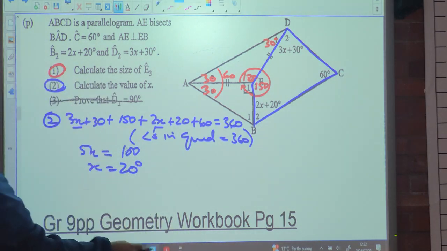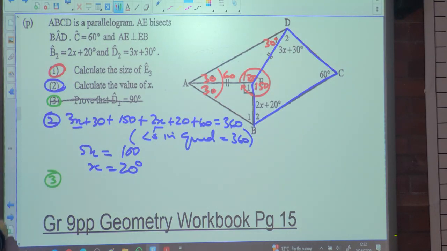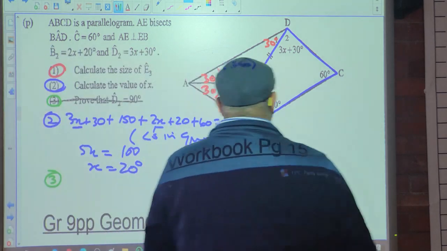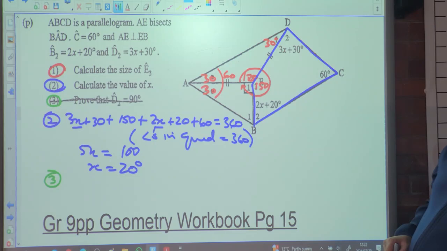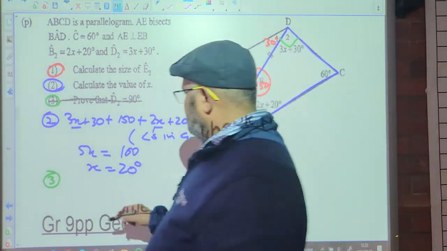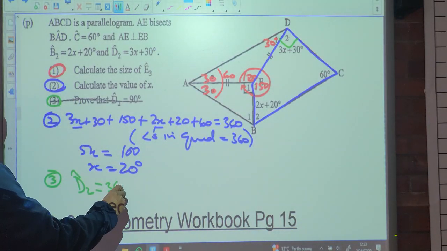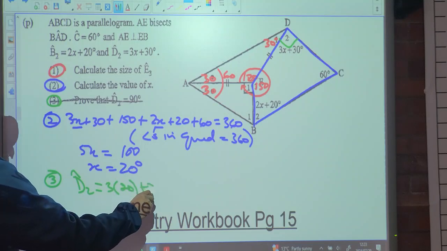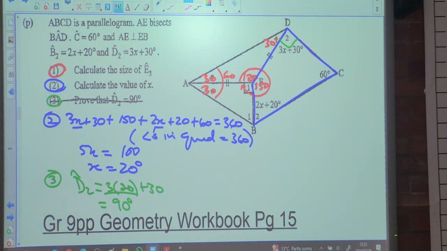This is not part of your syllabus, but I'll show you anyway how it works. Number 3 says prove that D2 is 90. That's a fair question. This is straight substitution. D2 is equal to 3 times 20 plus 30, which is equal to 60 plus 30, which is 90. There's a job done.